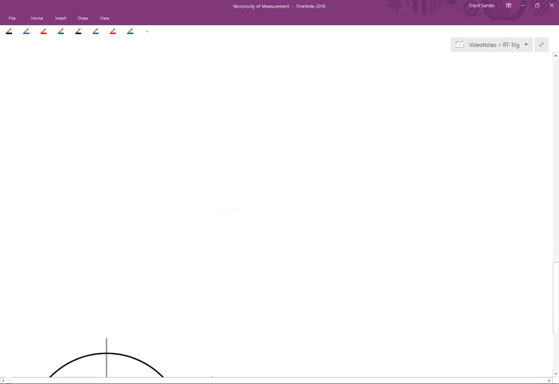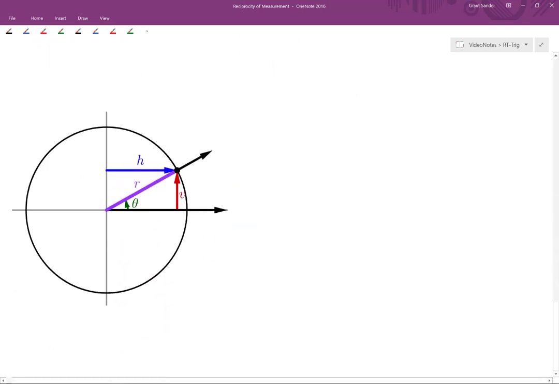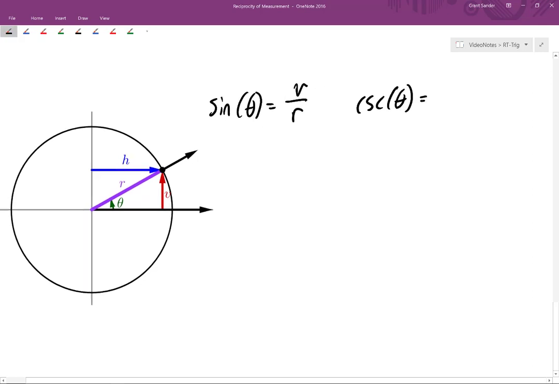So let's see how this applies to the trig functions we've been looking at. I have this diagram here of an angle with a measure of theta radians. The terminal point is v units above and h units to the right of the center of the circle, and the radius of the circle is r units long. We know that sine of theta gives us the measure of the terminal point's vertical distance above the center of the circle in units of the radius of the circle. And cosecant of theta gives us the measure of the radius in units of the terminal point's vertical distance above the center of the circle.